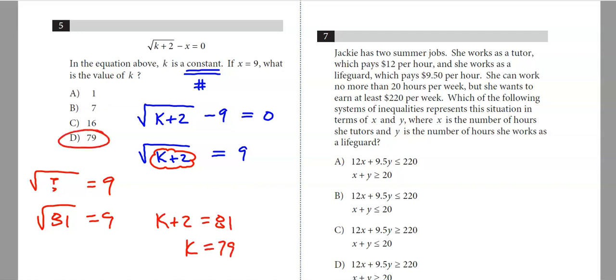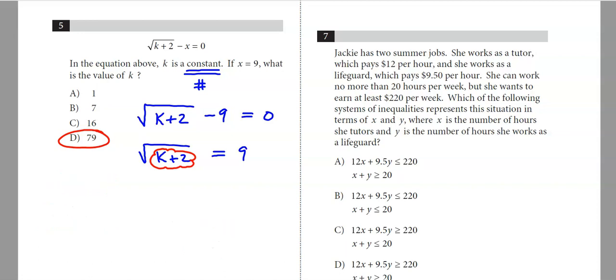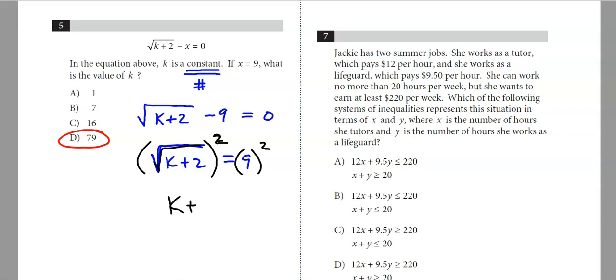Now, if you want to get a little bit more formal than that, I'm sure some traditional teachers wouldn't like how I just did that. They'd have a problem. So technically what I'm supposed to do is, once I get it down to here, to get rid of this square root, I need to square both sides. So I'm going to square the left side and I'm going to square the right side. Basically, squaring and square rooting are inverses, so they cancel each other out and disappear. And then I'm back to where I was earlier. I minus 2 from both sides, and I get 79.